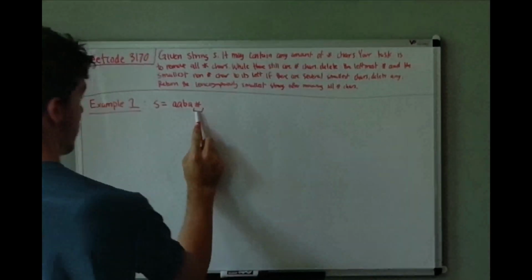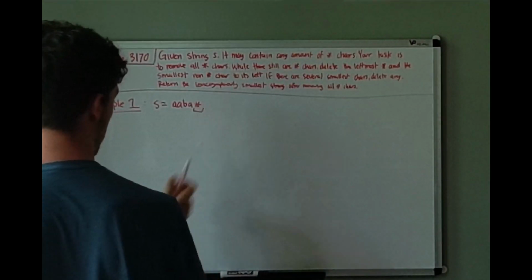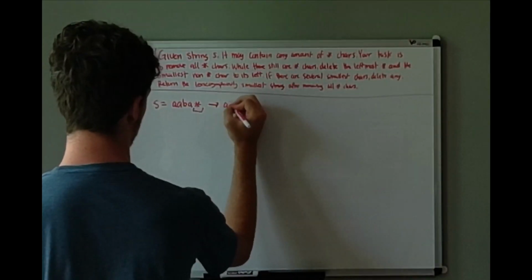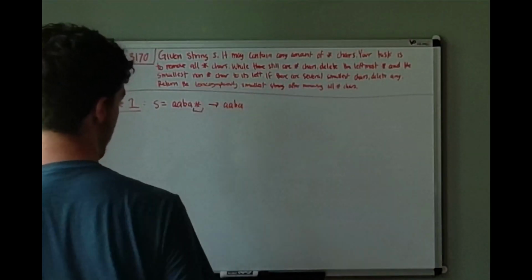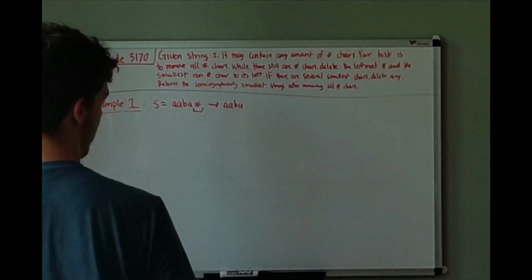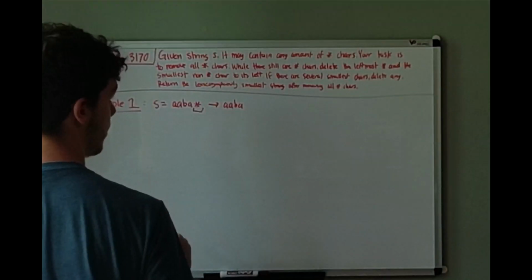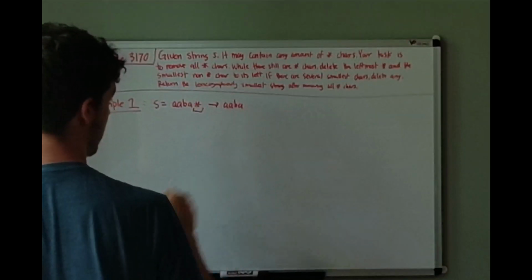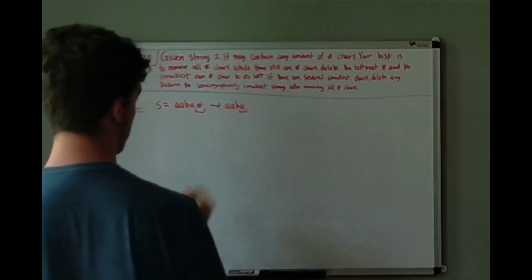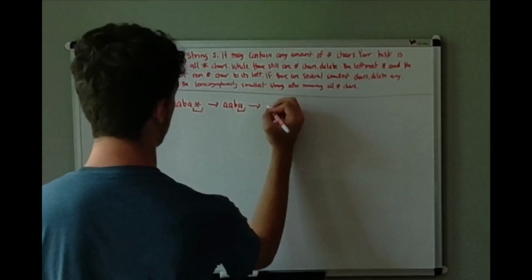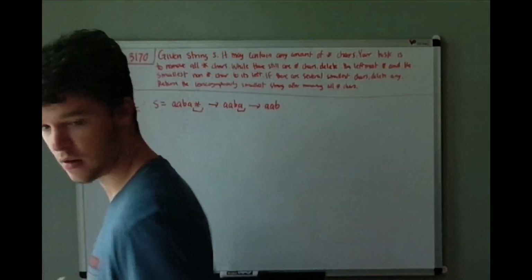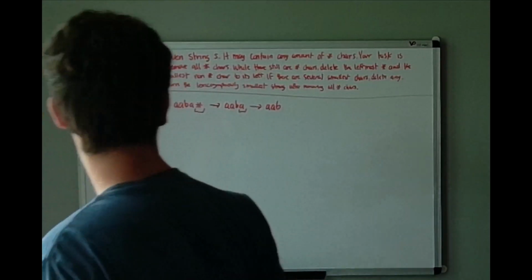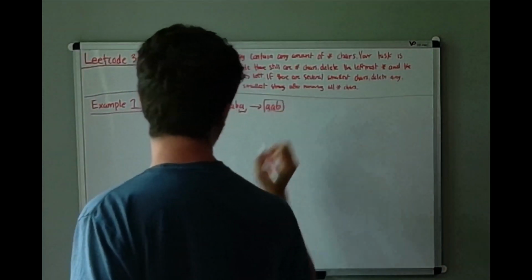So once we find this star, we're going to delete it, so the resulting string would be AABA, and along with that you have to delete the smallest character to the star's left, which would just be this A, which would make the resulting string be AAB, which I believe, yes, that is the output in the example, and this is the result.